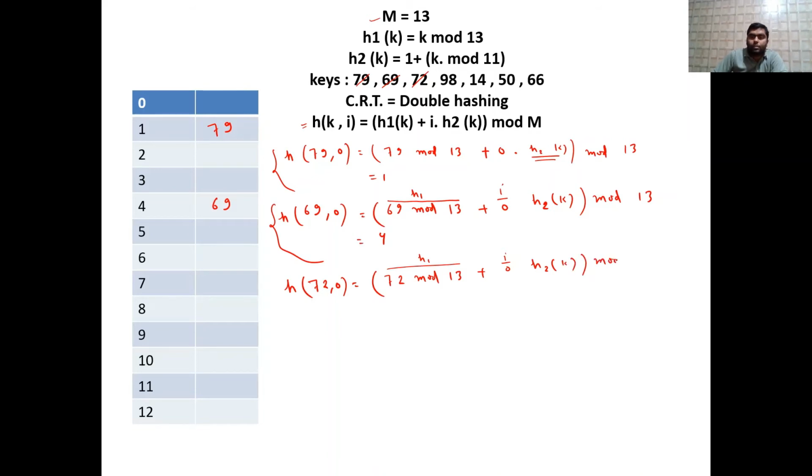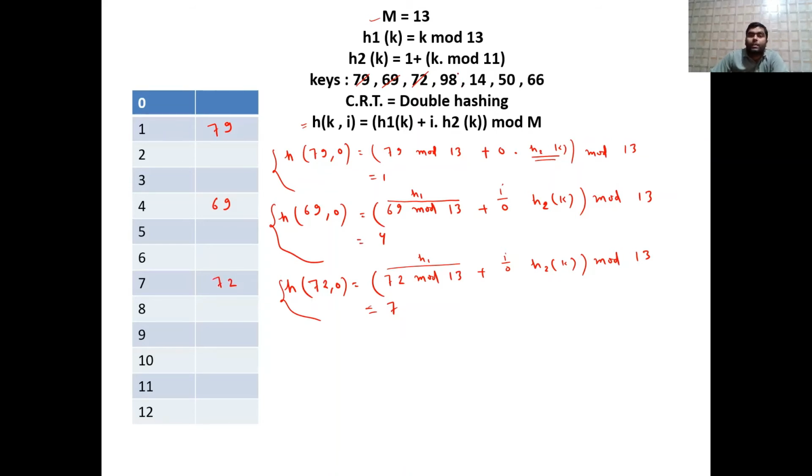So it is 0 only, and 13. So this will give you what? 72 mod 13. So 13 fives are 65, and then 7 will be remaining. So 7 plus 0 is 7. 7 mod 13 is 7. So this will result in 7 only. So the final result is 7. So ultimately space is available at 7. So 72 will be stored at 7.